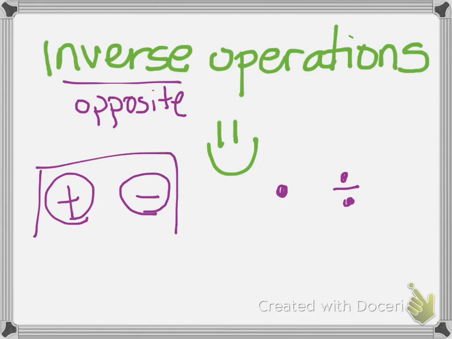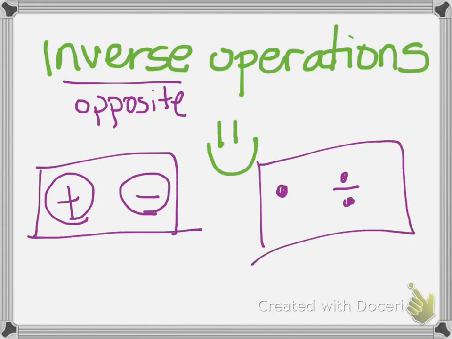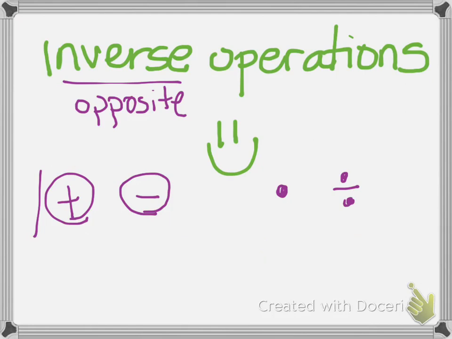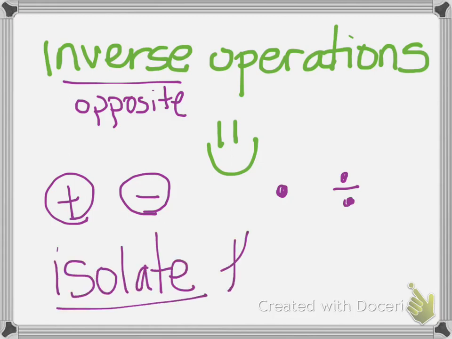So this is a pair, and this is a pair. They are how we are going to isolate the variable. We're going to use inverse operations to isolate the variable, and the variable is the letter in the equation, the unknown.